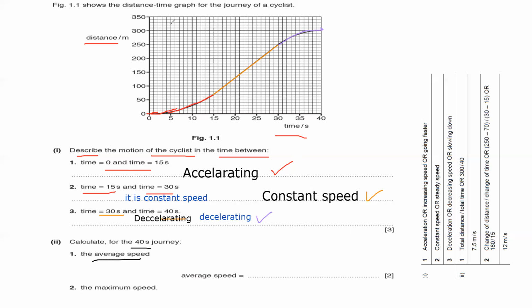So how to get an average speed? The average speed is equal to total distance divided by total time. The total distance traveled by this cyclist is 300 meters. That's the complete distance. And the total time to complete the journey is equal to 40 seconds.